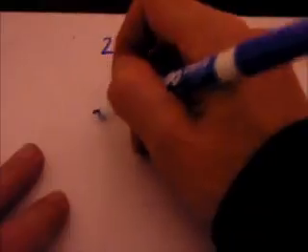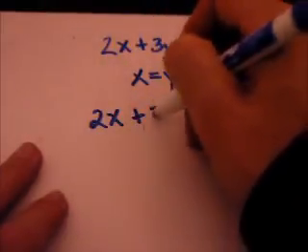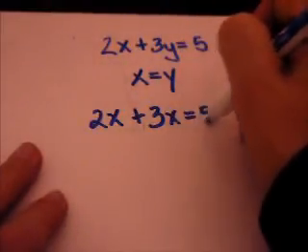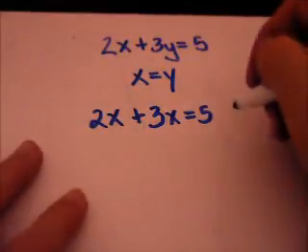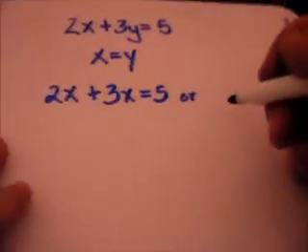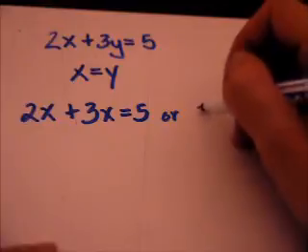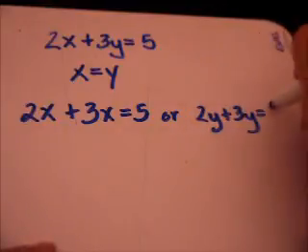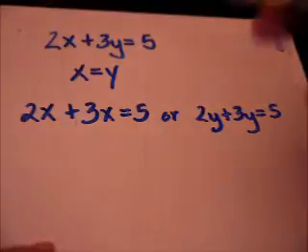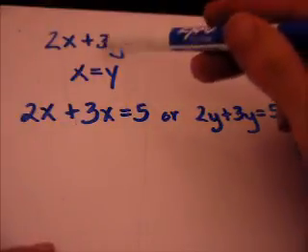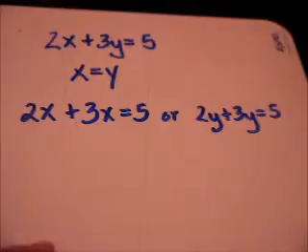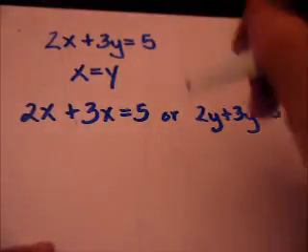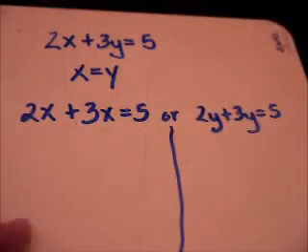What I mean is you can either do 2x plus 3x equals 5 and solve it that way, or we can use the y and put the y in instead. So 2y plus 3y equals 5. I either replaced x with y or y with x in both of them, so I'm actually going to solve each of them both ways.